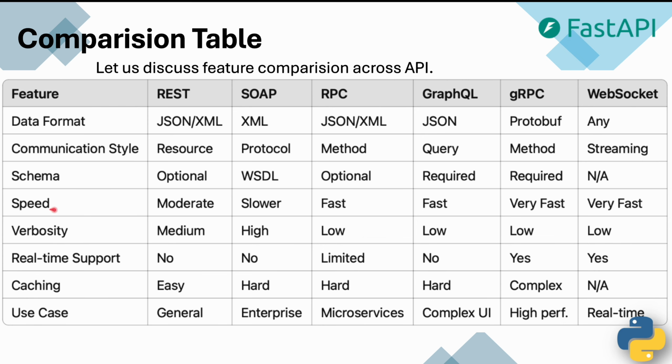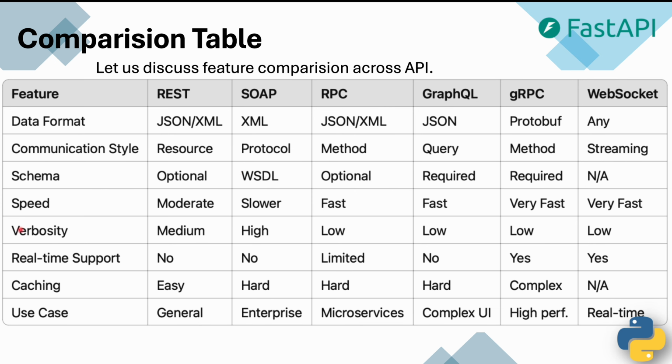Let us take the speed feature and compare each API style. REST API is moderate speed. SOAP API is slower compared to other APIs. RPC API is fast compared to other APIs. GraphQL API is also very fast. gRPC API is blazing fast compared to any other APIs. Finally, WebSocket API gives almost the same speed as Google RPC, gRPC.